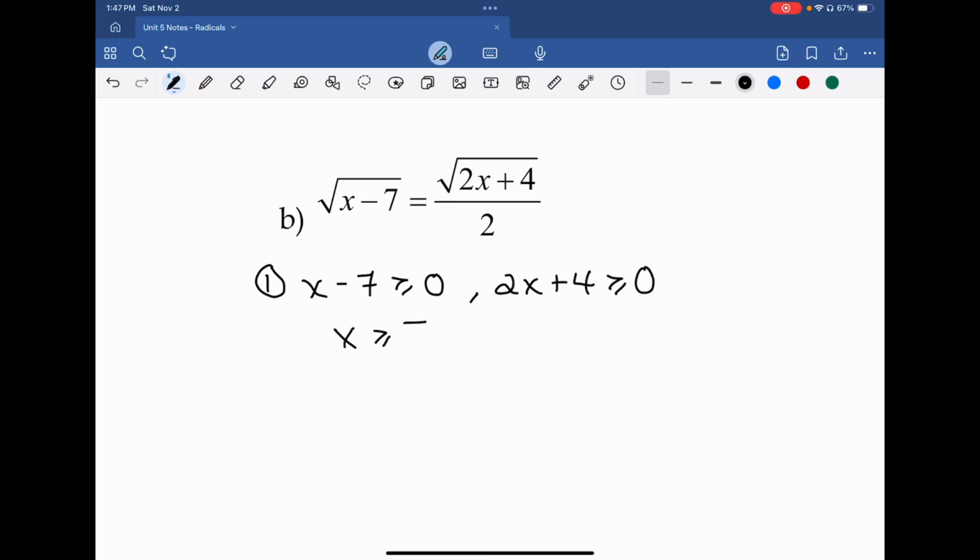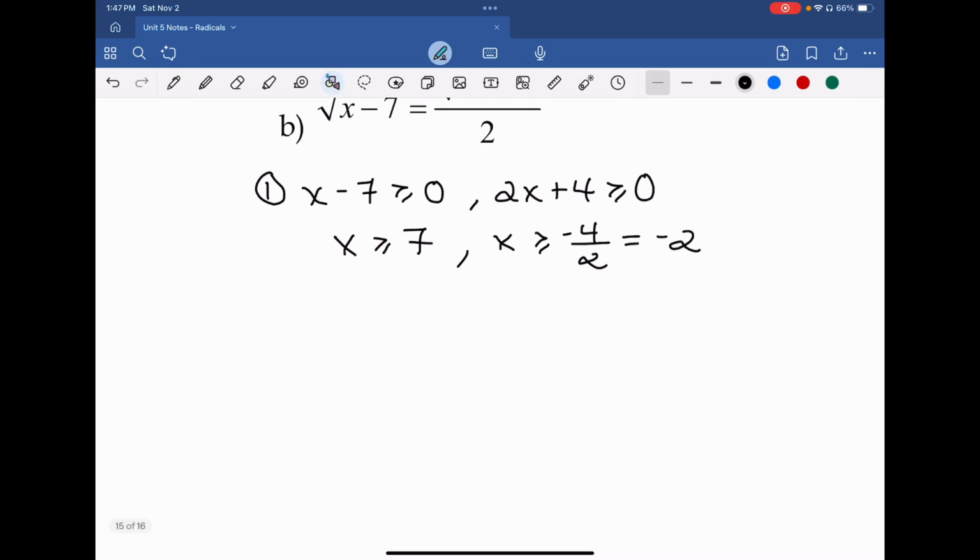This means x must be greater than or equal to 7, and that x must be greater than or equal to negative 4 over 2, which also simplifies to greater than or equal to negative 2. Now, let's draw a number line just to see what this looks like.